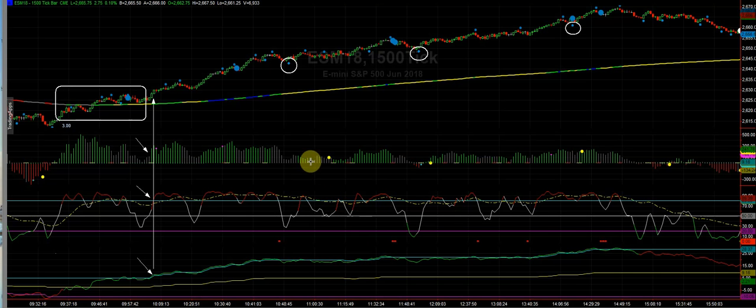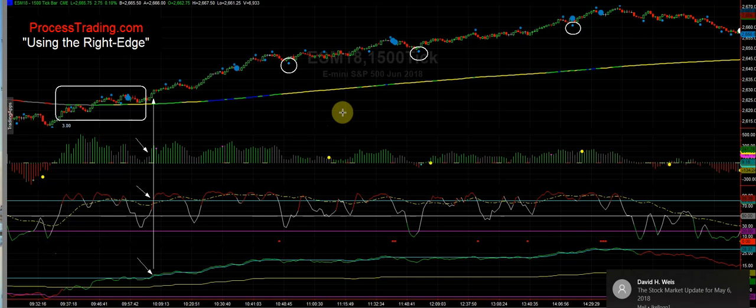Okay, welcome to the Process Trading Right Edge trading system, where we day trade the S&P E-mini using the 1500 tick bar chart. And as you know, we look back one day to look at the daily money-making setups that were available to us on the prior day's trading. So in this instance, we're looking back at Friday, May 4th.